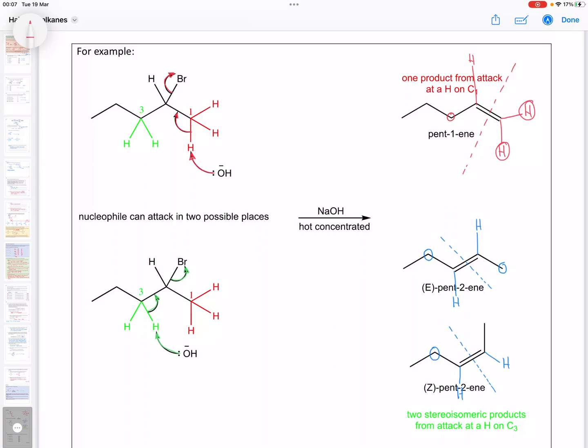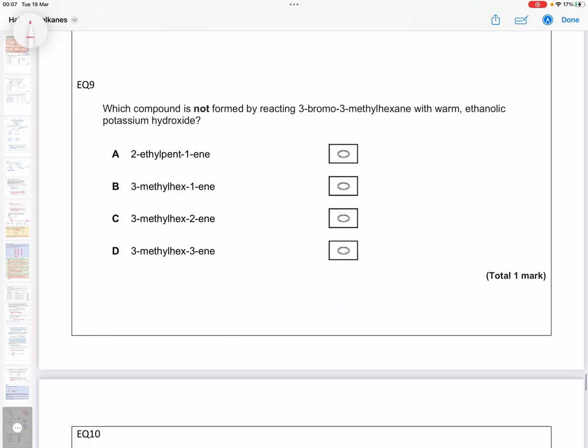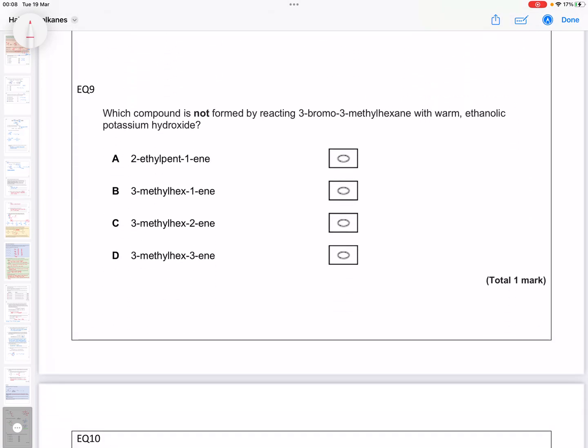If on the other hand the attack forms a double bond in the middle of the chain, then we do get stereoisomerism and we get E and Z. So let's have a look at some of the questions relating to this. Which compound is not formed by reacting 3-bromo-3-methylhexane with warm ethanolic potassium hydroxide?